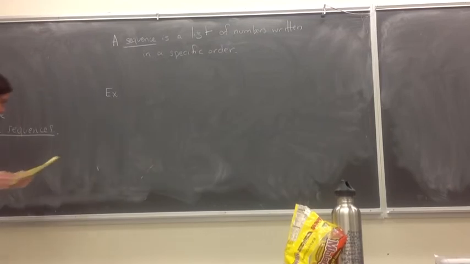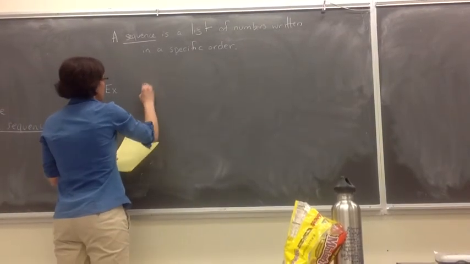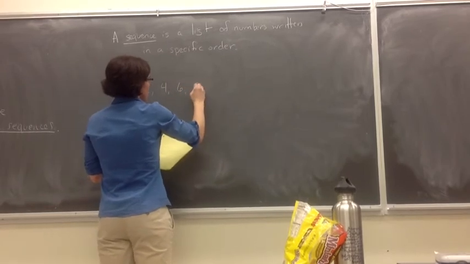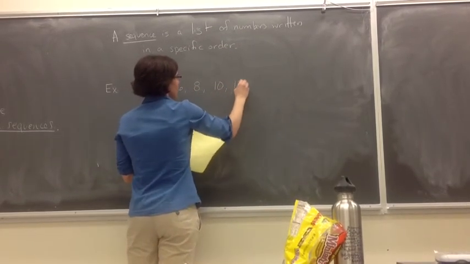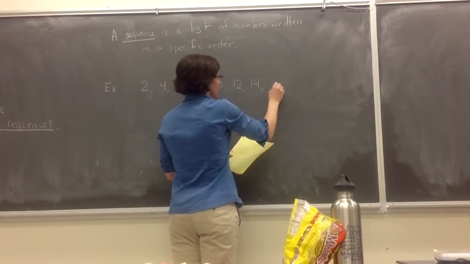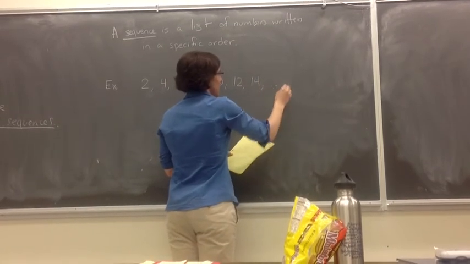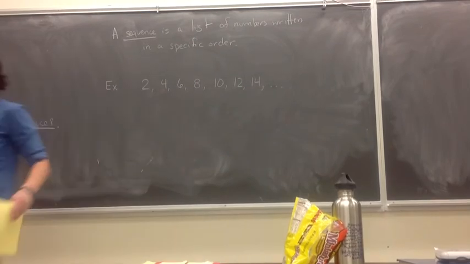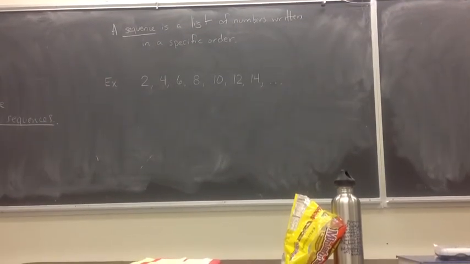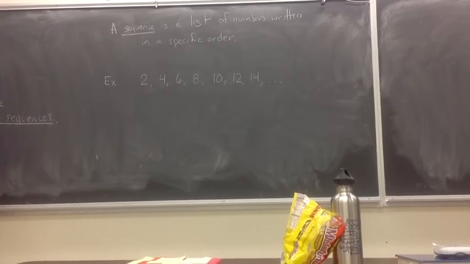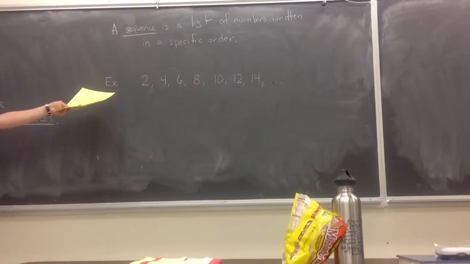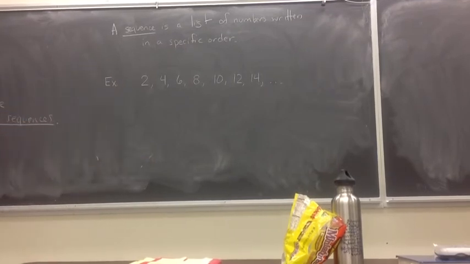So here's our first example. Our first example is 2, 4, 6, 8, 10, 12, 14, continues on forever and ever and ever. 2, 4, 6, 8, 10, and so on, etc. Keeps on going. I could keep talking forever and just talk about this sequence for the rest of our lives, but that might be a little bit silly.